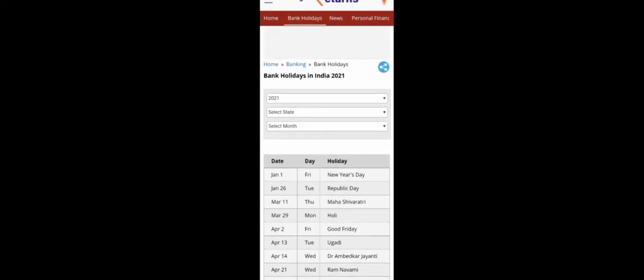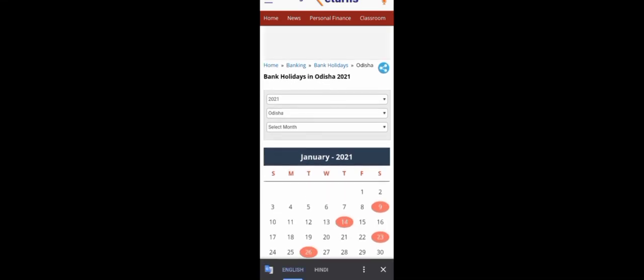So here the page is open, and first the year is shown. I select the year 2021. Again, select state. I choose Odisha, because Odisha is my state and I am from Odisha. So Odisha, where is Odisha? This is Odisha. And again select month. The current month is July.